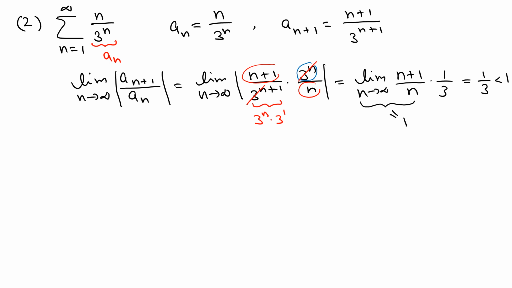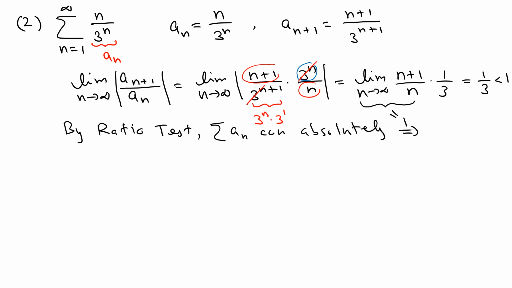So that means by the ratio test, you need to write it by the ratio test, the series converges absolutely, which implies converges. You can directly say converges, but this is how it works. It comes through absolute convergence. Okay, so it's a simple thing.